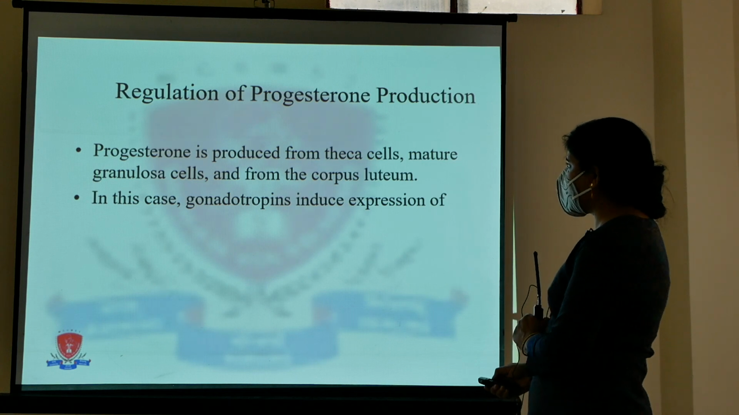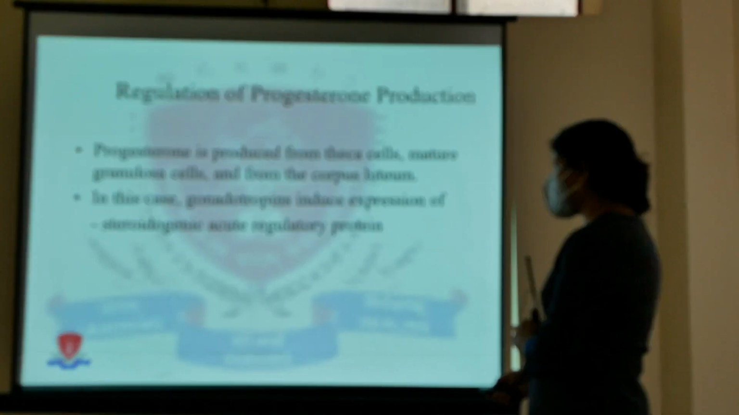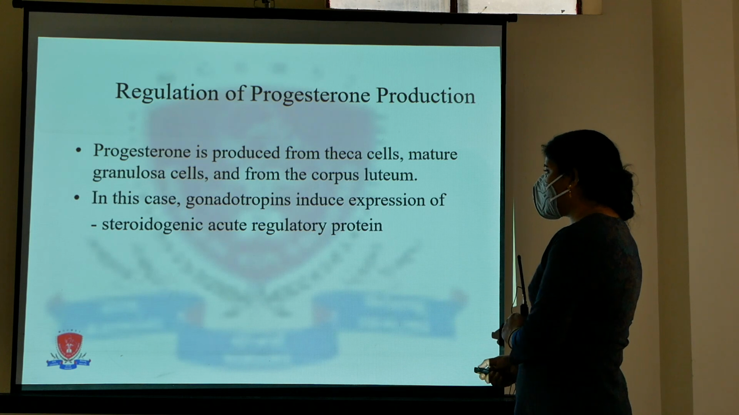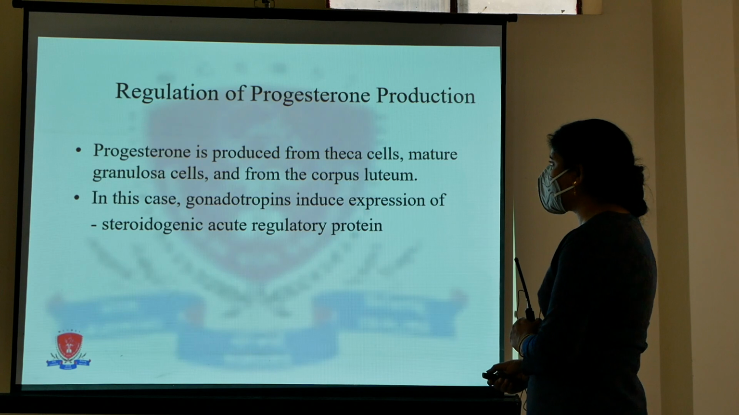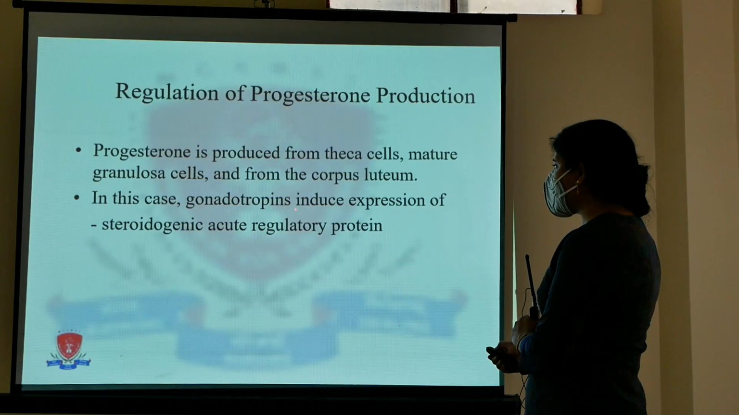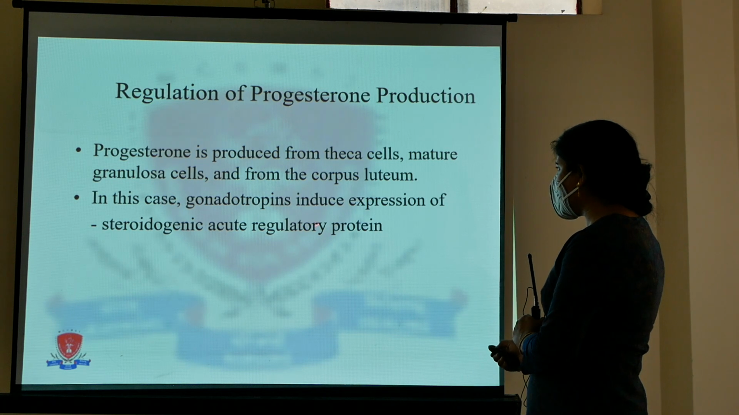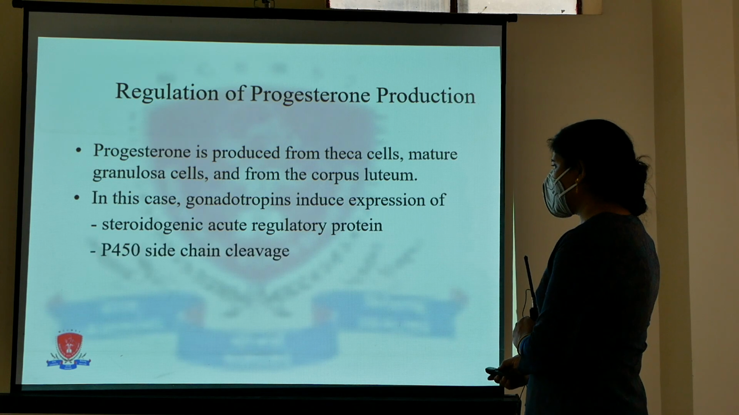Progesterone is produced from the theca cells, mature granulosa cells, and the corpus luteum. It depends on the fertilization of the ovum. If fertilization takes place and pregnancy results, then it is responsible for maintaining the pregnancy. The corpus luteum is the remnant present in the ovary after the release of the ovum. Gonadotropin induces expression of steroidogenic acute regulatory protein. This is the side chain cleavage.